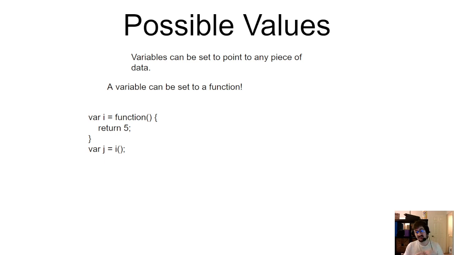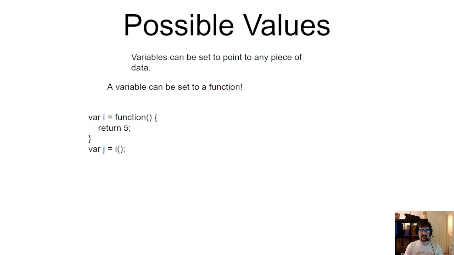So variables can also be a function. The way JavaScript handles this is really complicated, and that's to do with some really clever stuff in memory. But in this case, i becomes a function that is callable. So we have j equals i, and then in parentheses, because we're calling it as a function, j at the end of this will be 5, because that function returns 5.